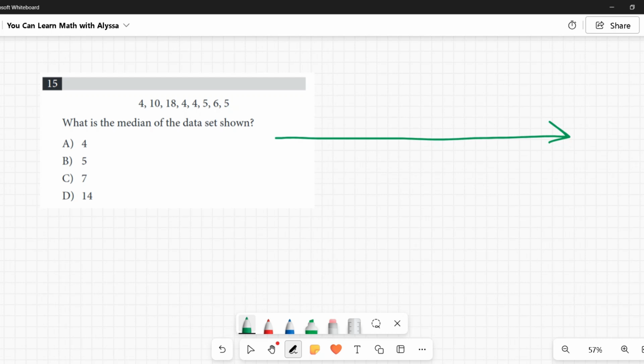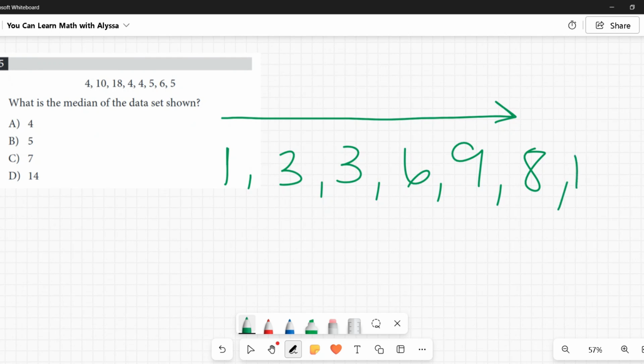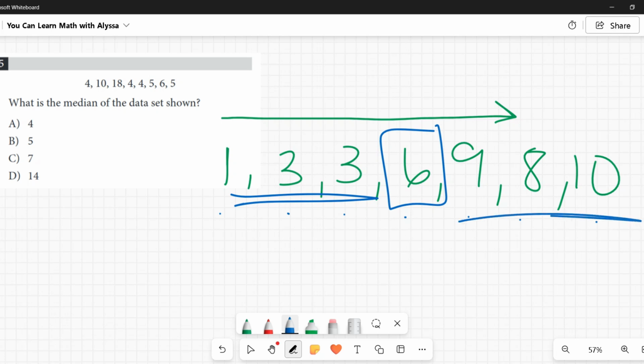So let's say I had 1, 3, 3, 6, 9, 8. Add one more here, 10. There are 1, 2, 3, 4, 5, 6, 7 numbers in this data set. We want the one that is physically in the middle. That would be right here in the middle. There's 3 on its left, 3 on its right. It is the number that's right in the middle. 6 would be the median.